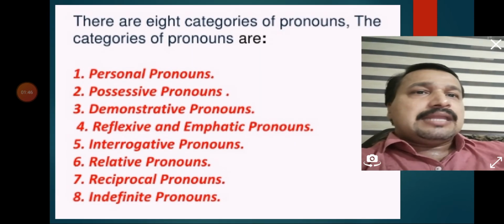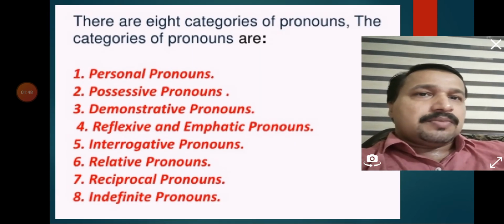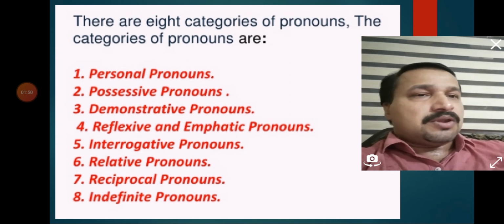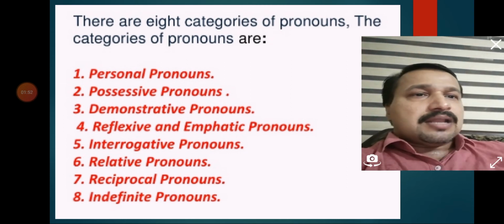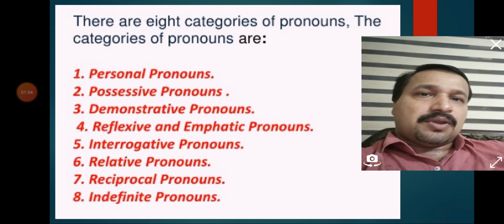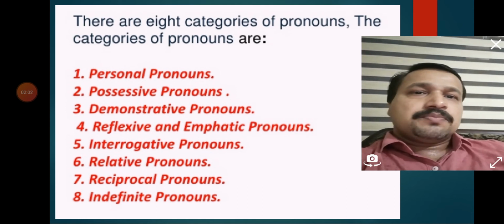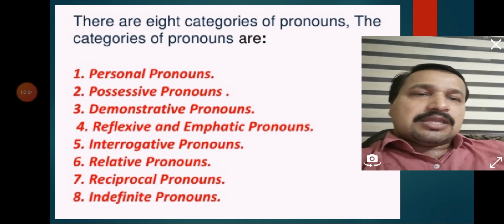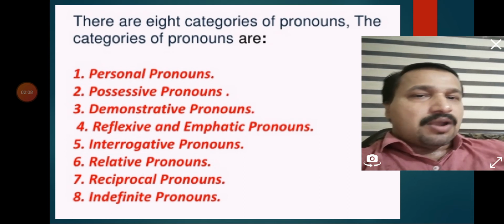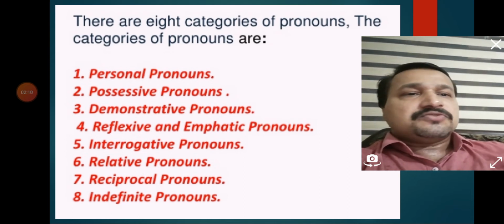There are 8 categories of pronouns. The categories of pronouns are personal pronouns, possessive pronouns, demonstrative pronouns, reflexive and emphatic or intensive pronouns, interrogative pronouns, relative pronouns, reciprocal pronouns, and indefinite pronouns.